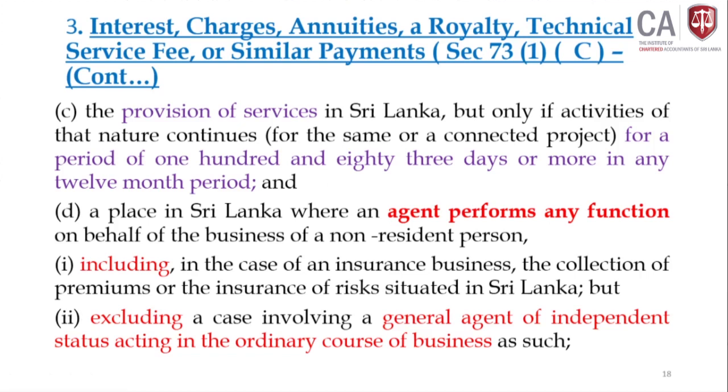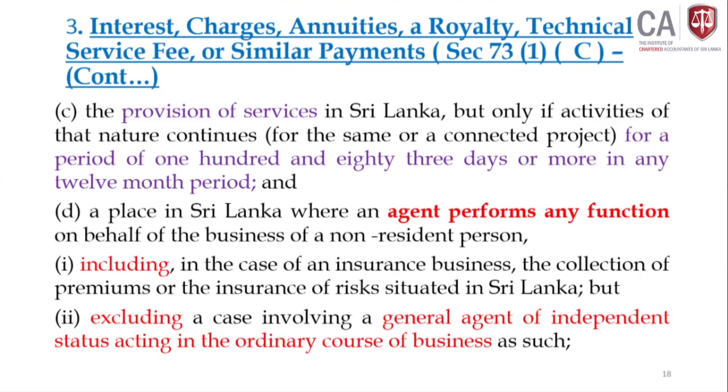There are two kinds of agent: one is a dependent agent, another one is an independent agent. The independent agent has been excluded. The two relevant case laws are Anglo-Persian Oil Company and Chiviers and Sons Limited versus CIR. The Anglo-Persian case is talking about the independent agent, and the Chiviers case law is talking about the dependent agent. This is very, very important.